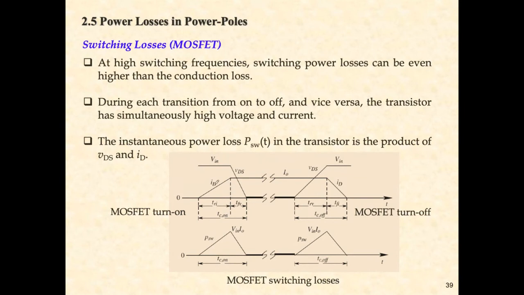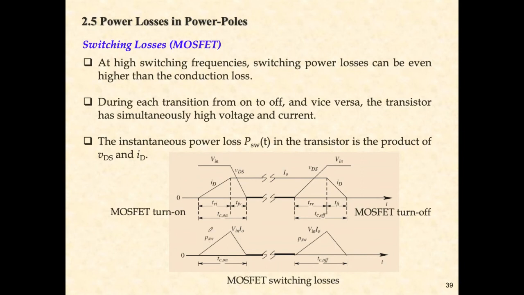Now we want to calculate the switching power losses. P should be equal to V times I. Here we have the voltage and current, so we can multiply them together. Because everything here is linear, when we multiply them together it's just like a triangle. The peak value should be equal to V in times I naught, because here is I naught.